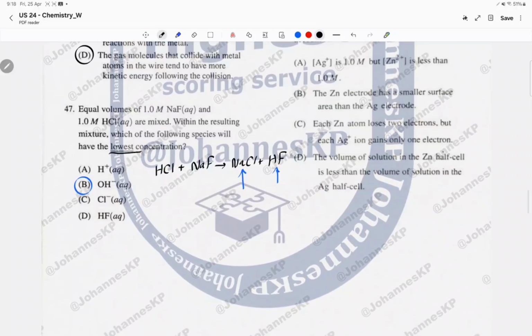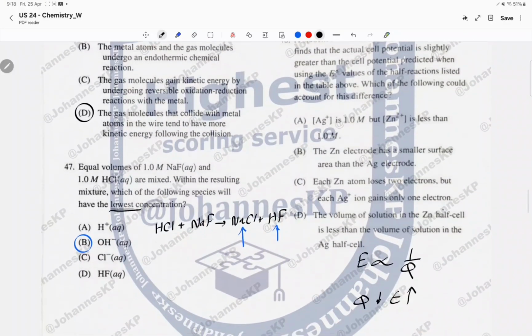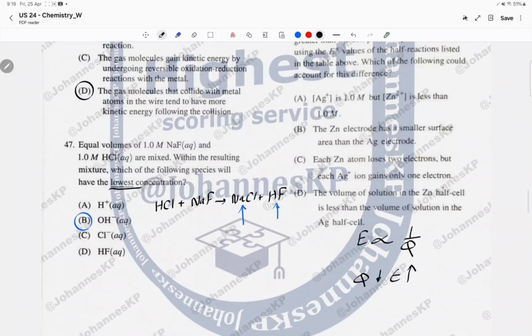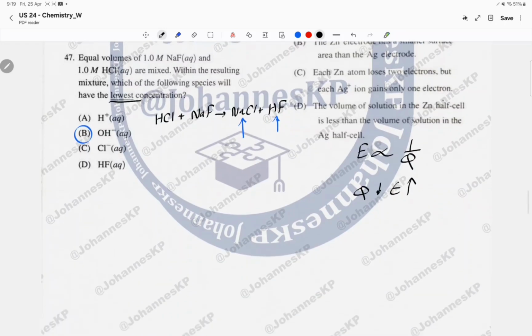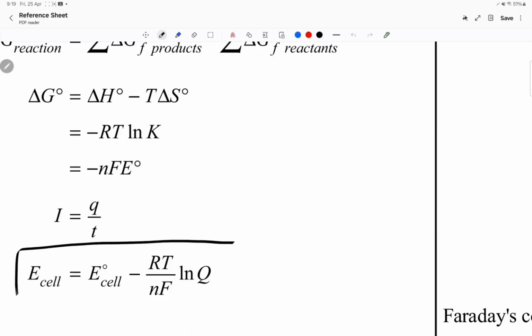Now what you've got to know is the following. So E cell is going to be inverse with the Q. So if the Q is more, the E is less. If the Q is less, the E is more. Okay, now we're looking for Q being less. So I think we should apply the Nernst equation here. Let me pull that up for you. So right now we're looking at this equation, to be specific.